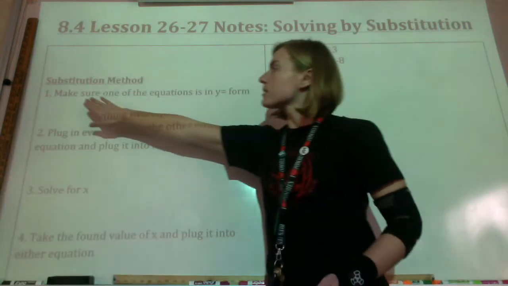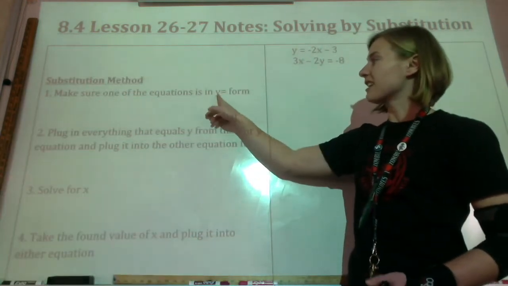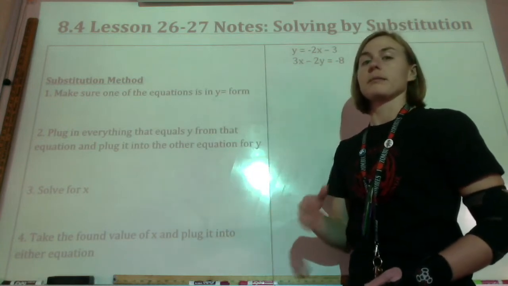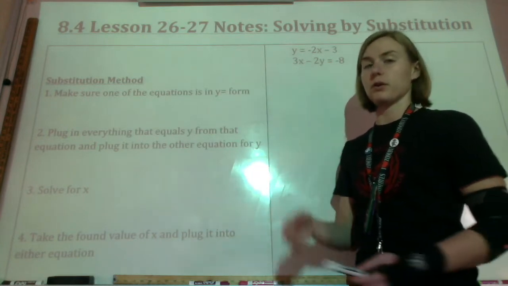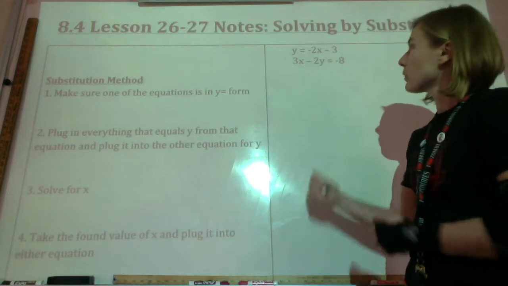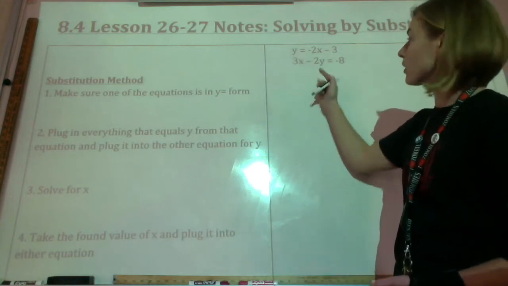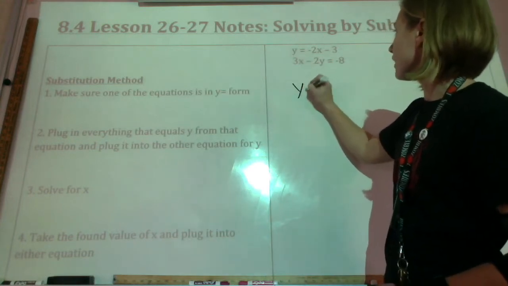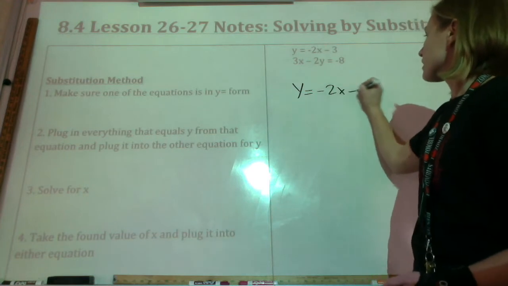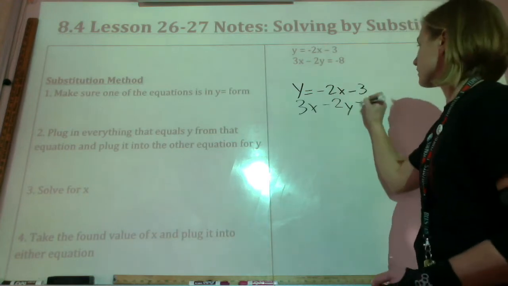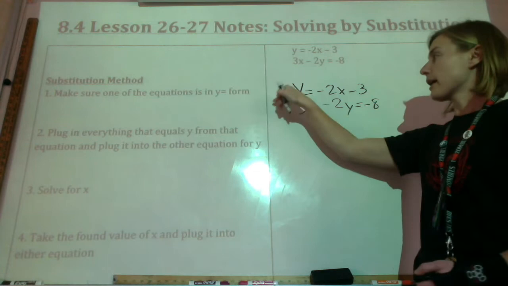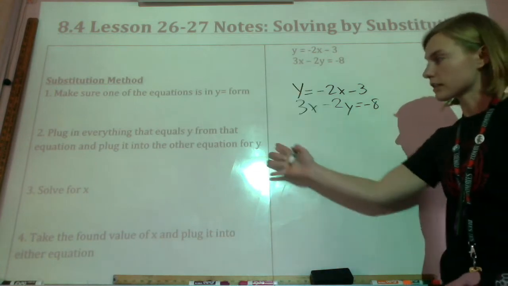So our first step is to make sure one of the equations is in y equals form, meaning you want y by itself in one of the equations. So luckily, we actually have that. So step one, we're okay because we do have y equals negative 2x minus 3. So step one is done because we do have a y by itself. Let's look at step two.